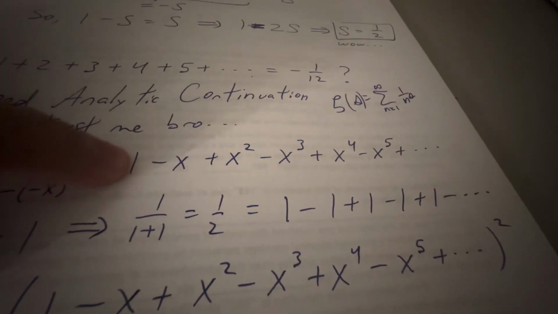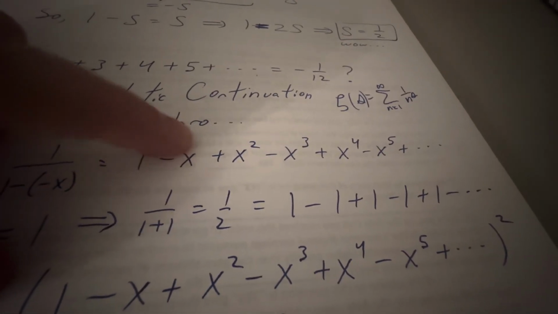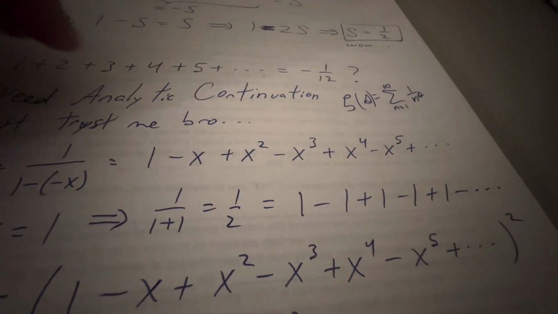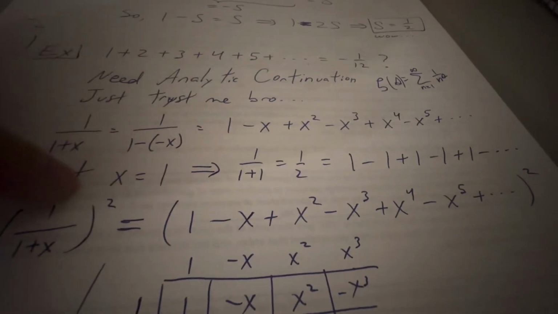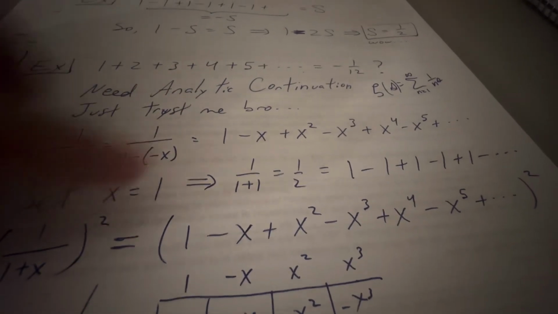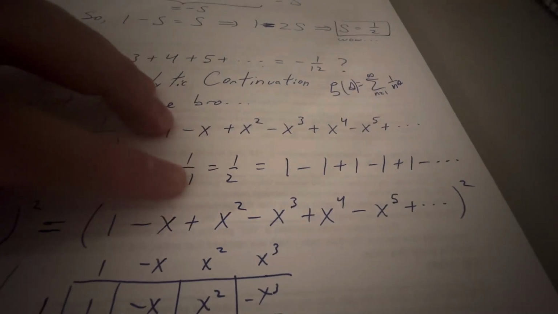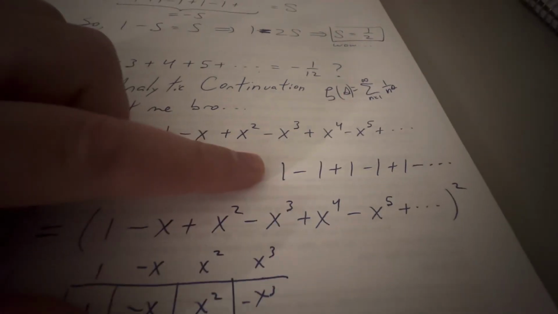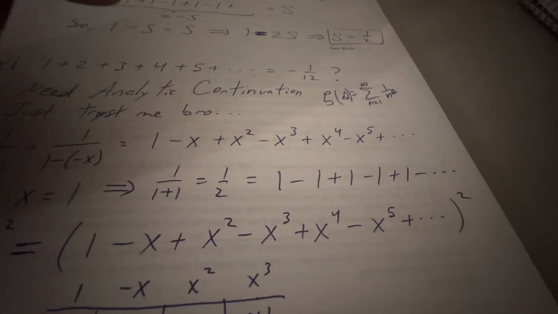So if I replace my x's with negative x, then I'll get this alternation. So 1 minus x plus x squared minus x cubed, so on and so forth. And if you plug in x equal to 1, we get this series that we have up here. We have 1 over 1 plus 1, which is 1/2. And if I plug in a 1 wherever I see an x, I get 1 minus 1 plus 1 minus 1 plus 1 minus 1, so on and so forth.